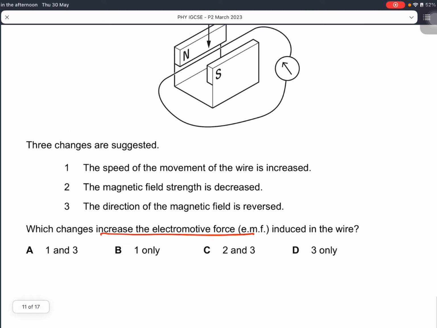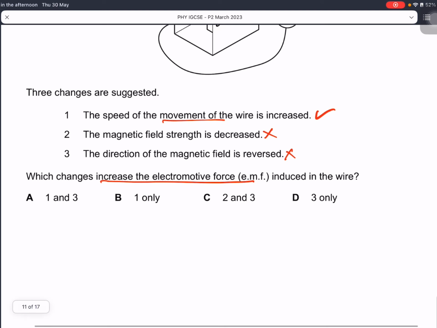If you move faster, the motion is increased, it would increase the EMF. If the strength of the magnet is decreased, it would decrease. If the direction is reversed, it's not going to change anything. So only one here. That's the question, the correct answer.